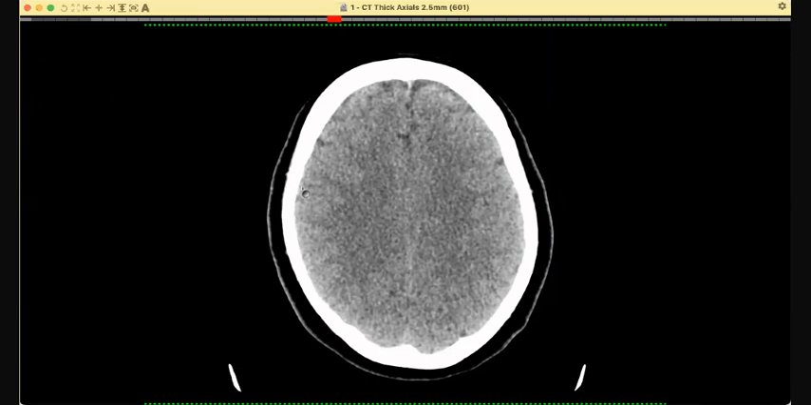This is a 29-year-old female, clinically stroke, with left-sided weakness. The stroke team has asked for this scan, the A&E scan. Over to you.